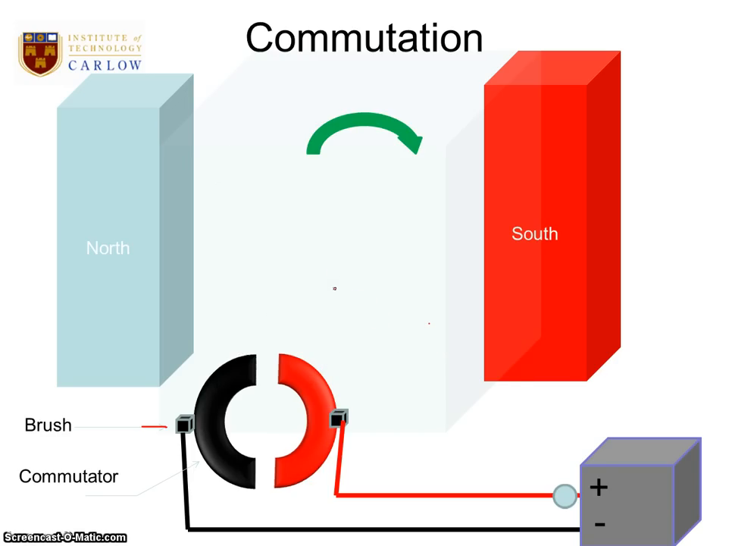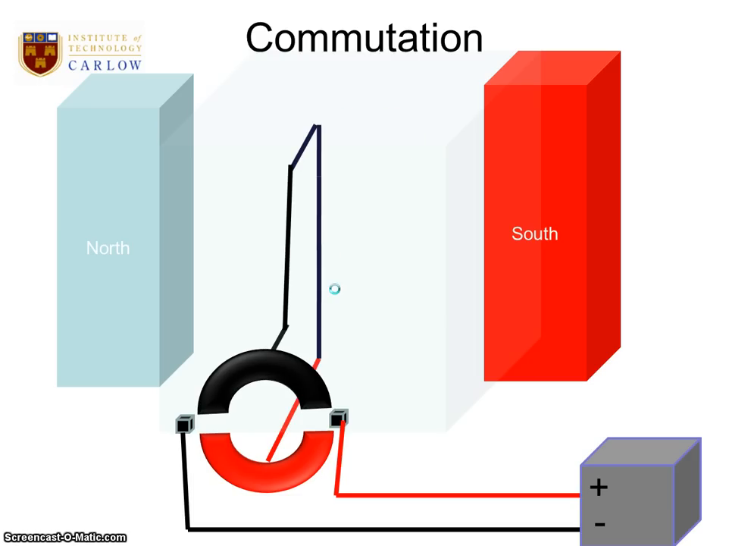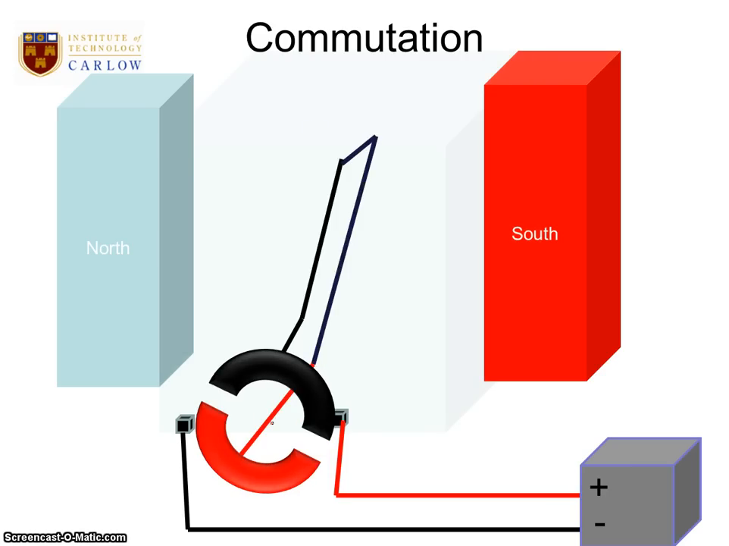So as it rotates, the commutator rotates until we get, let's say, to this position. When we're in this position, the current doesn't go through the commutator. We have a gap. So we are relying on the inertia of the motor to bring it around. So it brings it to here.